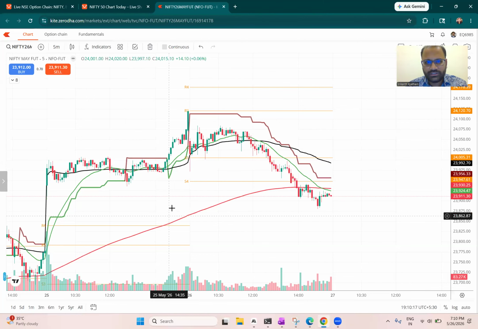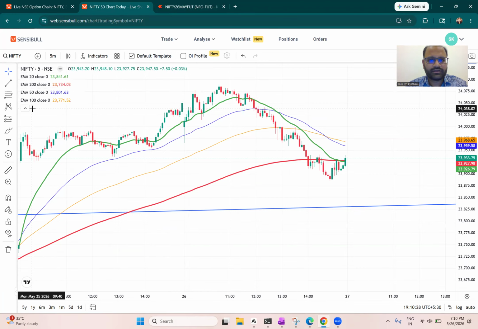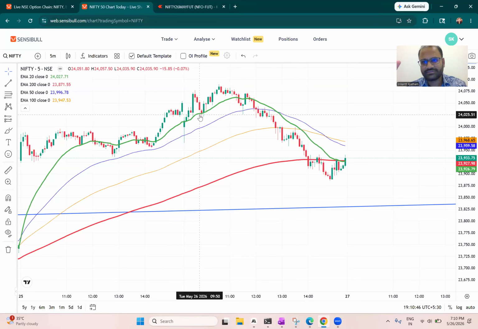So let's go to the Nifty spot. At 9:30, these indicators are all EMAs: EMA 20, 200, 50, and 100. Of these four indicators, 20 and 200 are pretty important. EMA 20 and EMA 200 either act as support if the price is above both the EMAs, or they act as resistance if the price is below these EMAs. So keep that in mind.